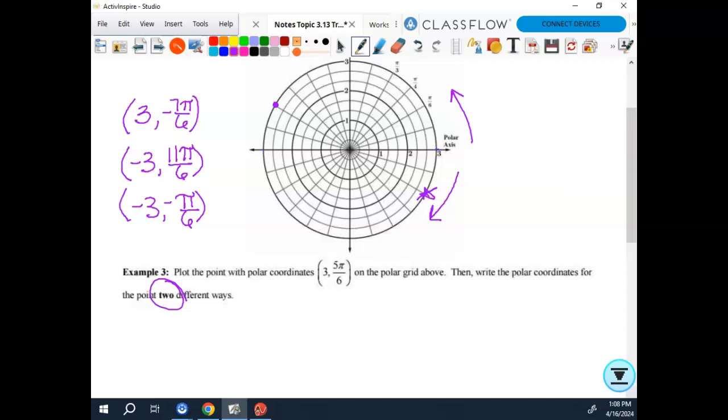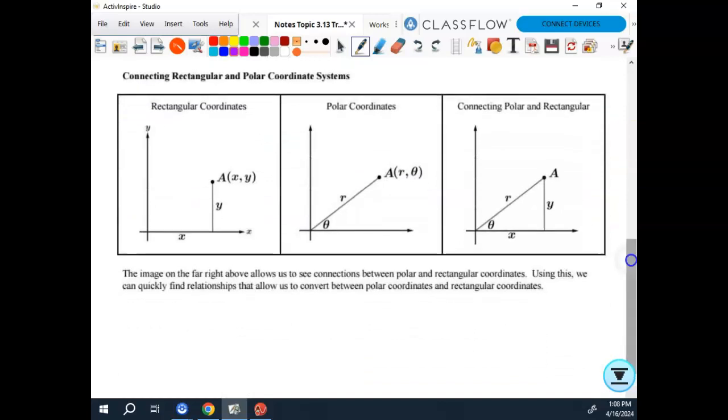All right. So let's connect rectangular coordinates to polar coordinates. All right, so here's our good old rectangular coordinates that we've known and loved forever. Let's say that my x value is the square root of 3 over 2, and my y value is 1/2.